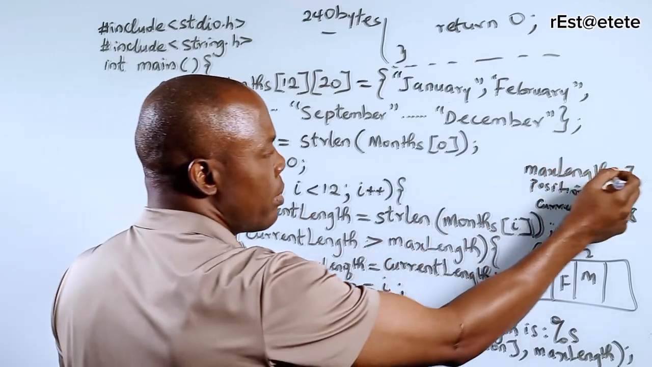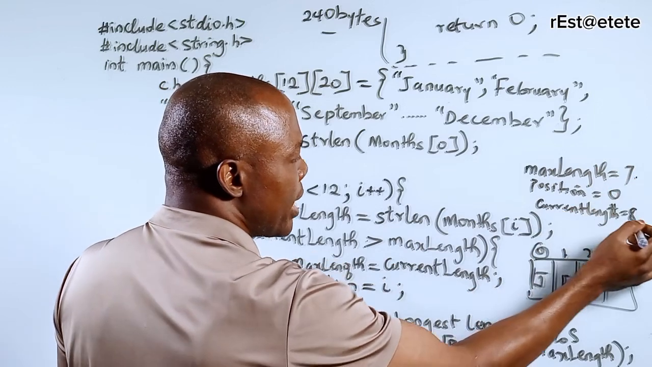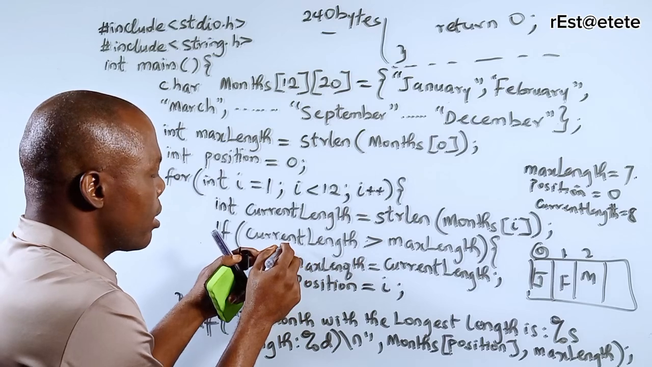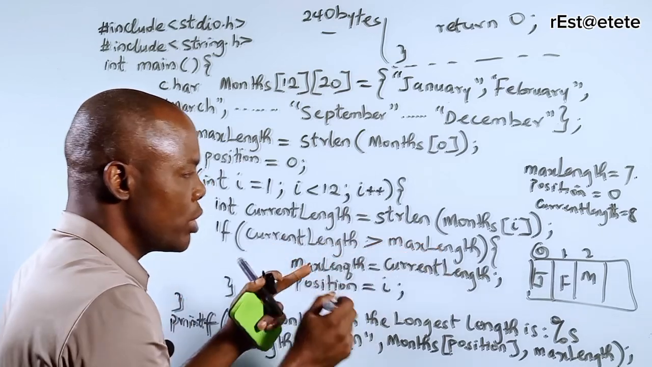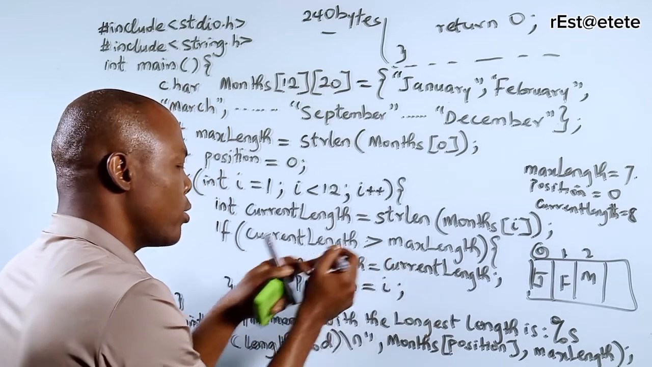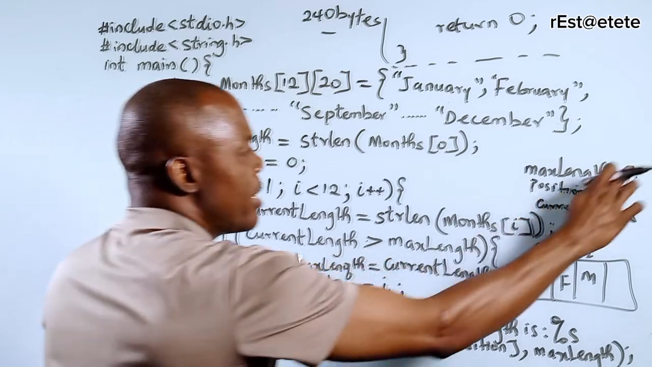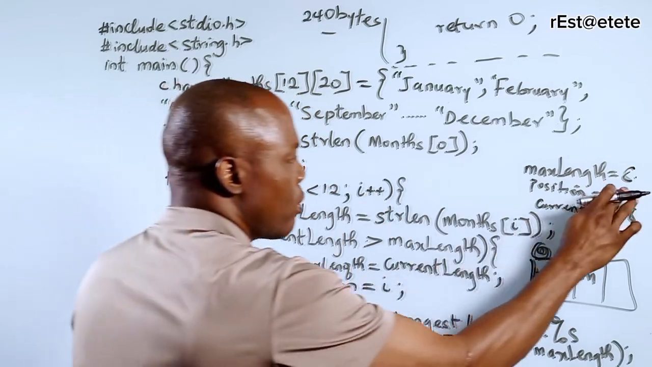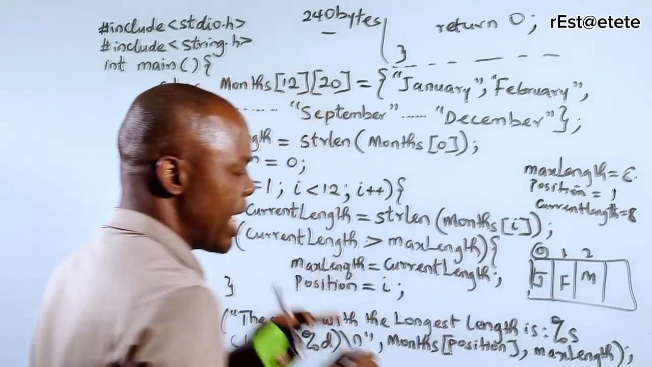So I told you max length is carrying 7. Current length is carrying 8 because February is 8. So it's going to check if current length is greater than maximum length, which is true. 8 is greater than 7. So it will assign current length to maximum length. So maximum length is now 8. So this place is now 8, right? Then the position is now 1. That is what it is to do.